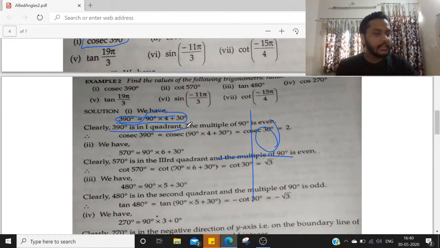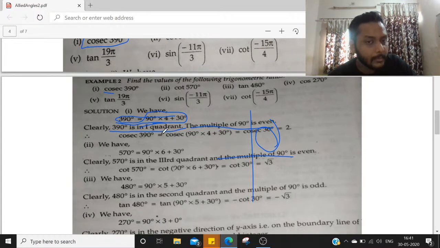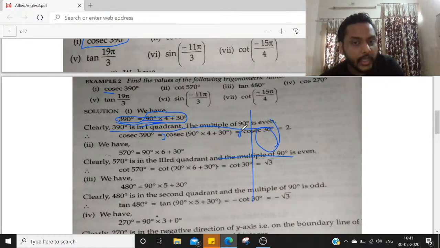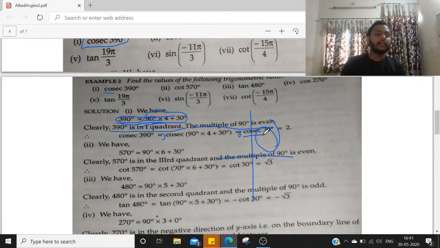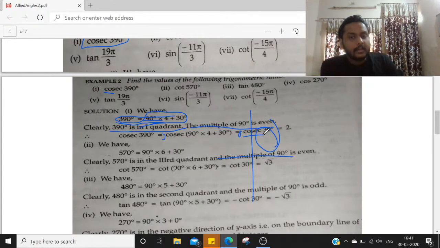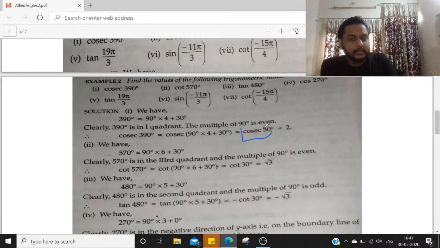Okay, when your 390 degree angle is lying in the first quadrant, your multiple of 90 is even. First, it lies in the first quadrant, and in the first quadrant cosec is positive, that is why you have put positive here. Second, because you have the even multiple of 90, your cosec will remain cosec, it will not change to sec. You write cosec and then you will have 30 degree, so the angle will become cosec 30 degree. Are we clear with this, everyone? The angle will be cosec 30 degree, that is equal to 2.